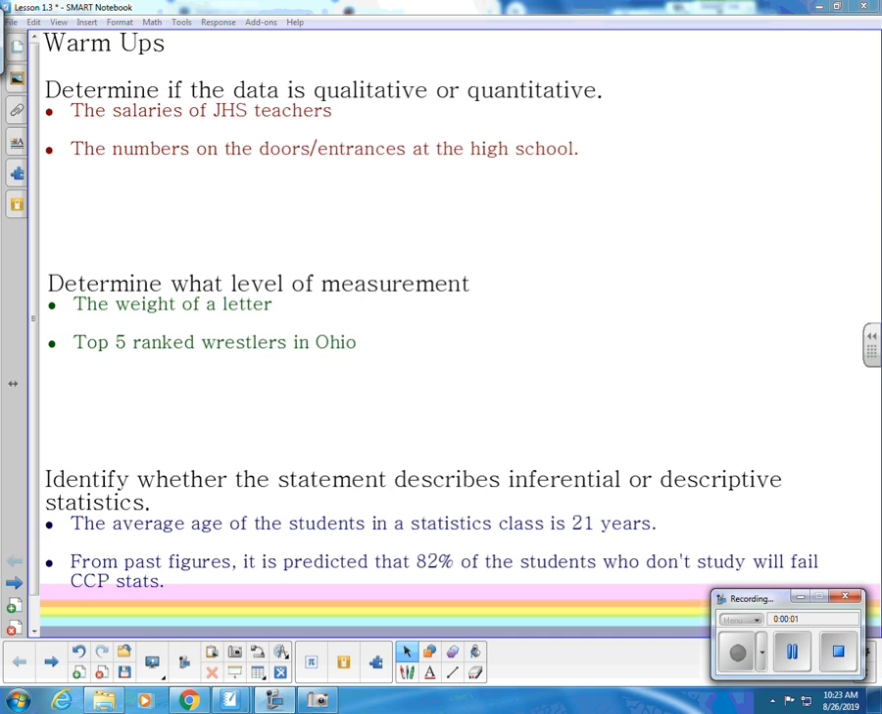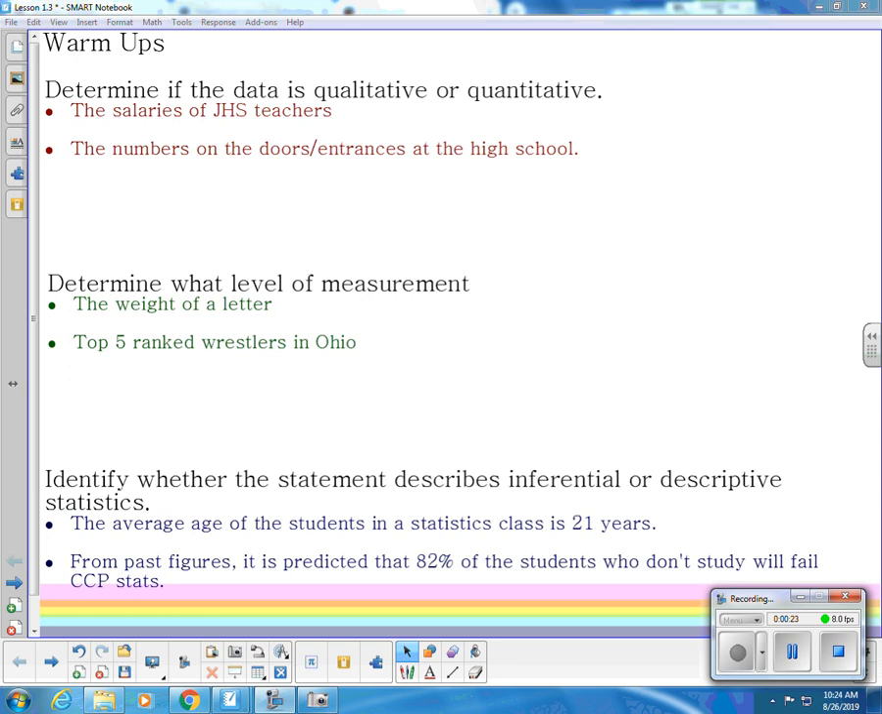Okay, the salaries of Jackson High School teachers, is that qualitative or quantitative? Quantitative. It's a number, right? The number on the doors, entrances at the high school. Still a number, but it is qualitative because it's labeling the doors. If a number is used just as a label or you're assigning a number to somebody, that's qualitative.